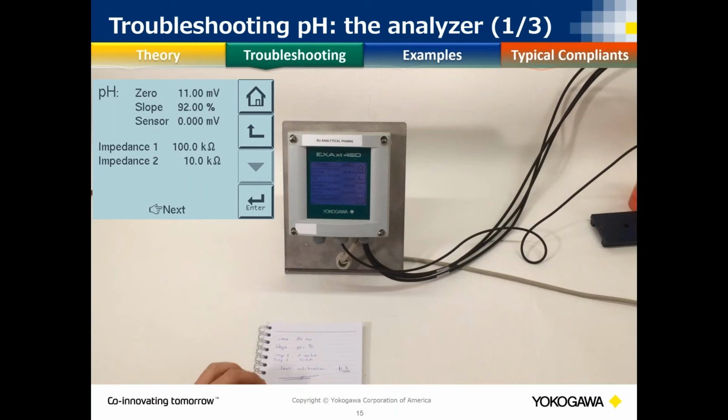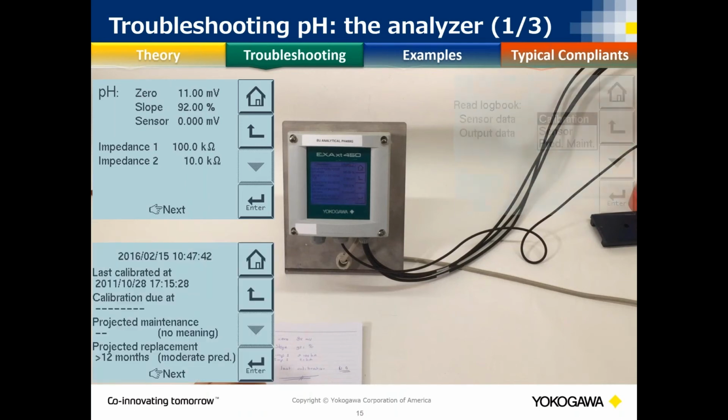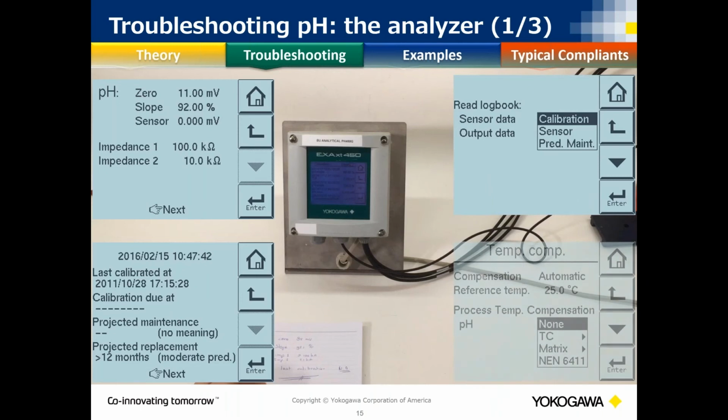Two other values that you get in your instrument are what we call reference impedances, 1 and 2. One of these is the impedance on your glass electrode. One of them is the impedance on the reference electrode. So those values are in everybody's analyzers now. But we can read these values as well and figure out in real time what's going on with the system as well.